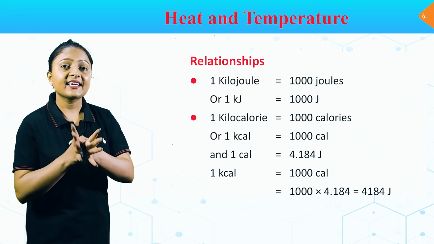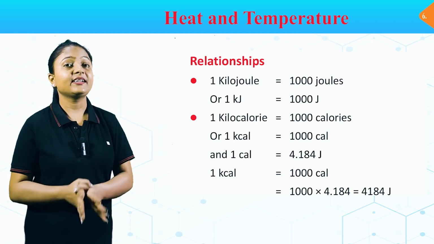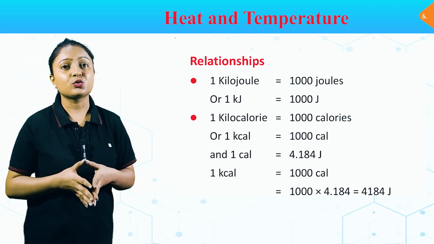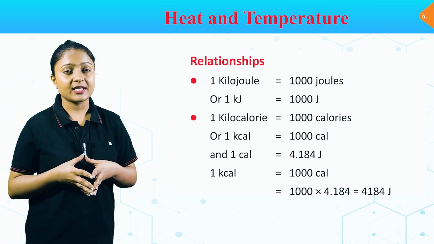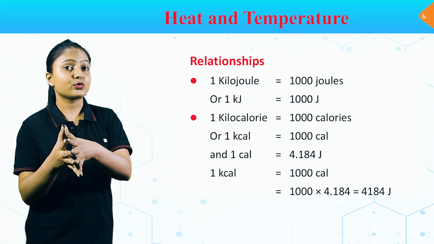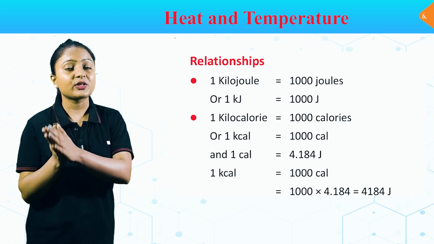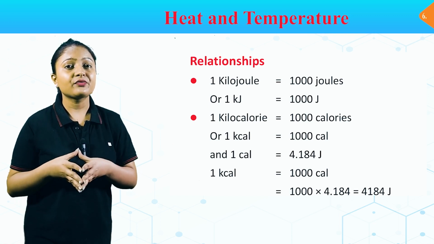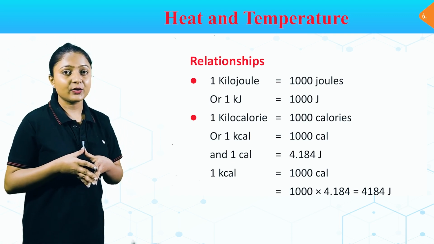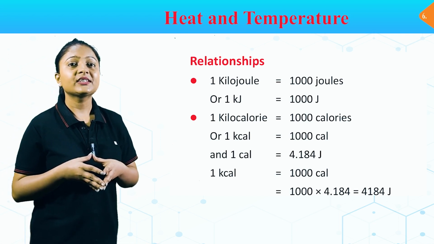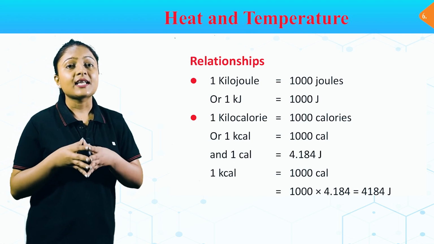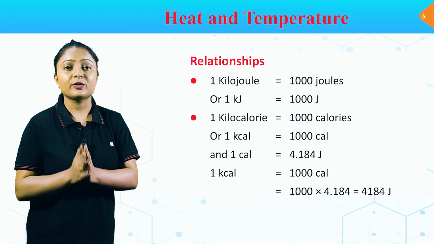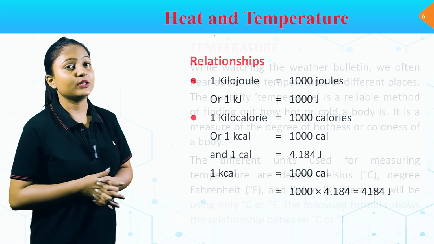नाउ लेट्स अंडरस्टैंड कि किस तरह से कैलोरी, किलो कैलोरी, जूल में कैसा रिलेशनशिप होता है. Let's see relationships. 1 kilojoule is equal to 1000 joules and 1 kilocalorie is equal to 1000 calories. So 1 calorie is equal to 4.184 joule. 1 kilocalorie is equal to 1000 calories. So 1000 calories into 4.184 joule. So 1 kilocalorie is equal to 4184 joule.